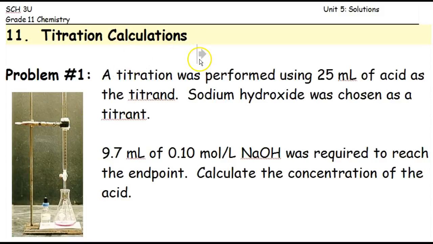So titration was performed using 25 milliliters of acid as a titrand. So down here it means that I've measured out 25 milliliters of acid, and that's a piece of quantitative data that I will use in my calculation. Sodium hydroxide was chosen as my titrant. So I use sodium hydroxide here. So this burette is filled with sodium hydroxide. I'm going to say this is hydrochloric acid.